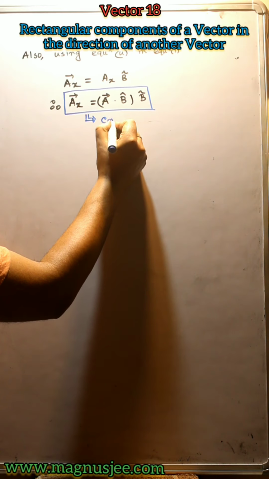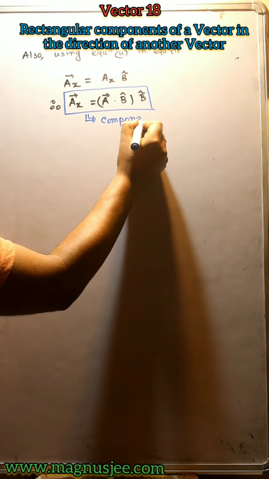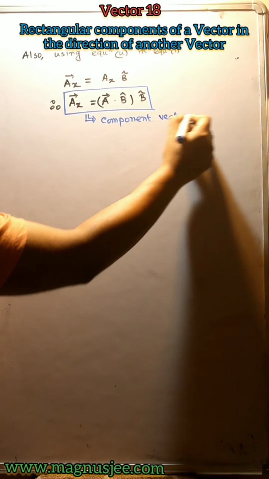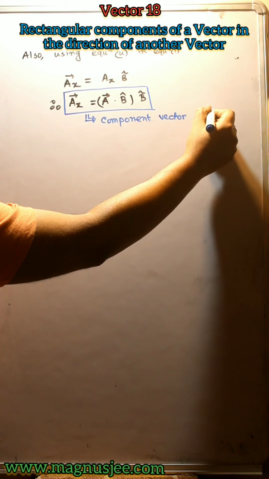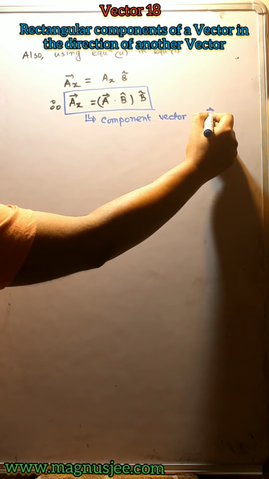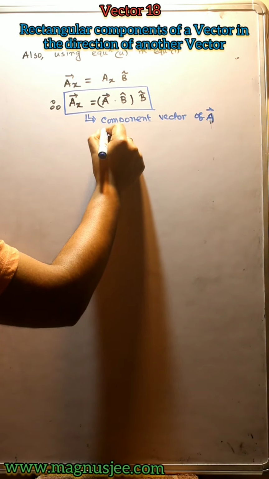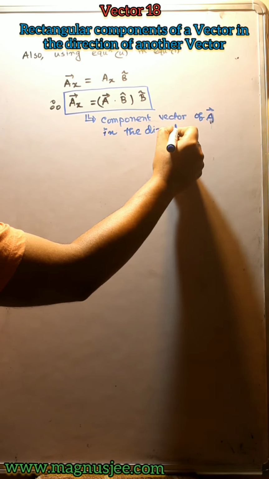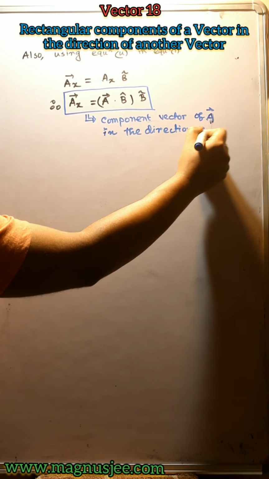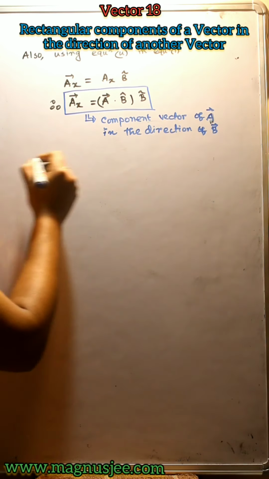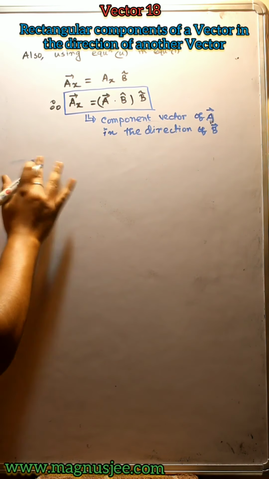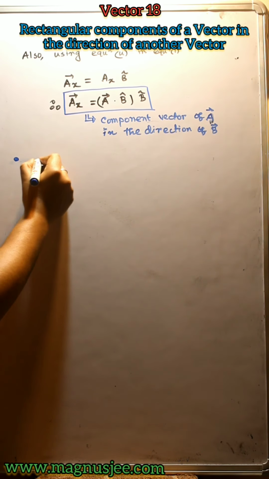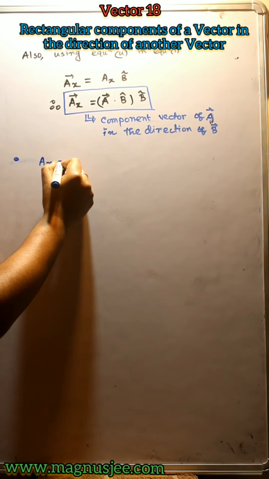This is the rectangular component vector, or component vector, of vector A in the direction of vector B. The component vector of vector A in the direction of vector B is vector Ax equals vector A dot B cap, B cap.